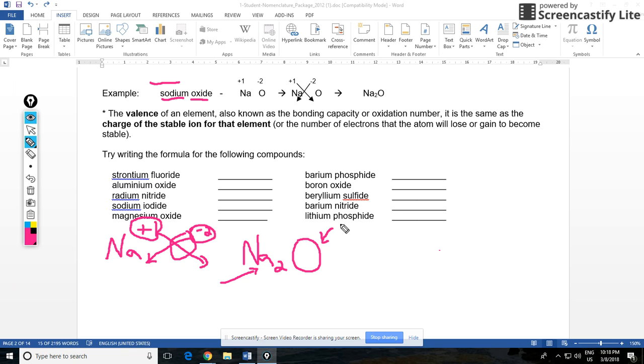That's the crisscross method. You could also do the charge balancing method, where your goal is to get an overall charge of 0. So in the charge balancing method, you just start off writing the ions side by side. So Na is plus 1, O is minus 2. You want to make sure that this compound overall is a charge of 0. Right now, there's plus 1 and minus 2. That's minus 1.